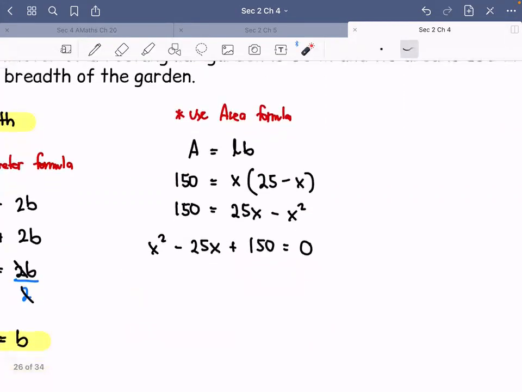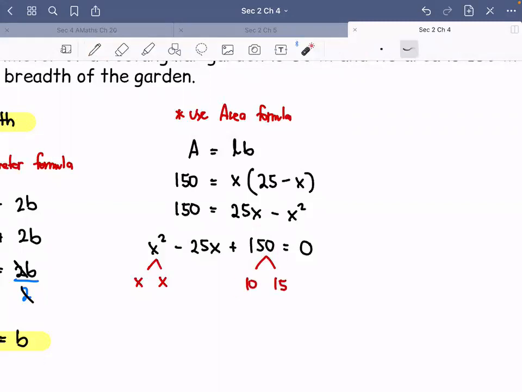And then what's next after this? How do we factorize this? Okay, so this is by guess and check again. So this is x and x. So what two numbers will give us 150 when we multiply them, and then when we add them, it will give us negative 25? So it's basically 10 and 15, right? So it's 10 and 15, okay?